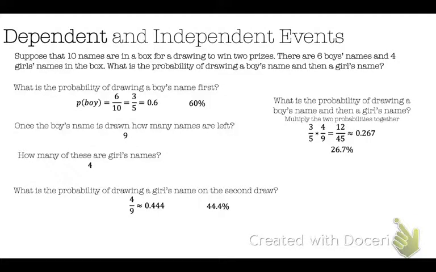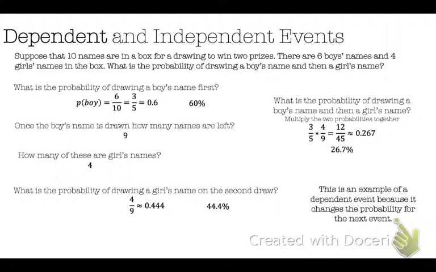Okay. So these are dependent events because the probability of drawing a girl's name after a boy's name depends on that first event. Okay, this is an example of a dependent event because it changes the probability for the next event.